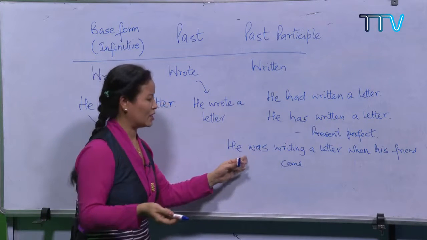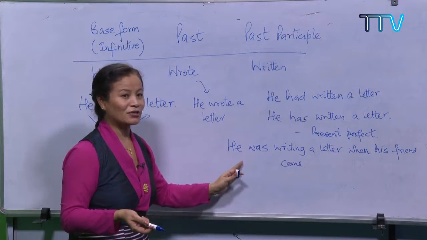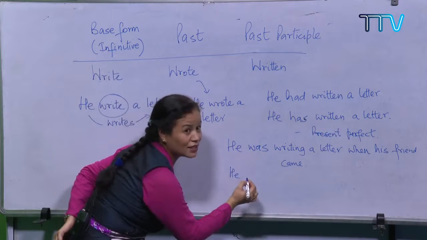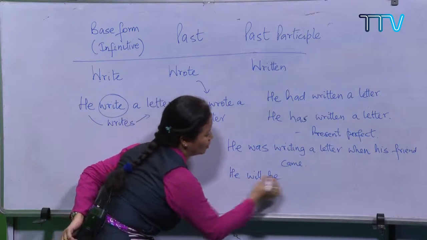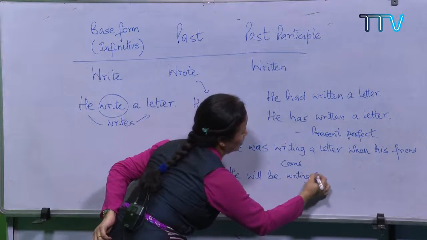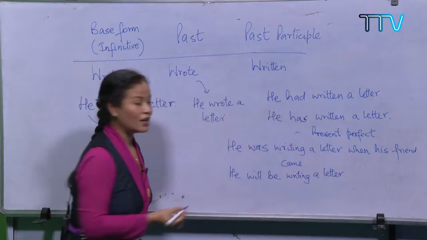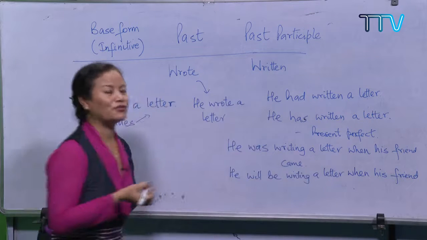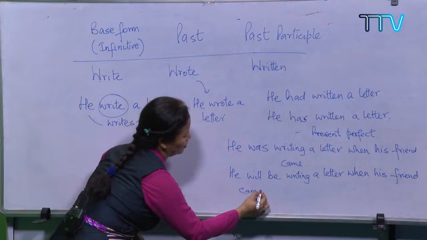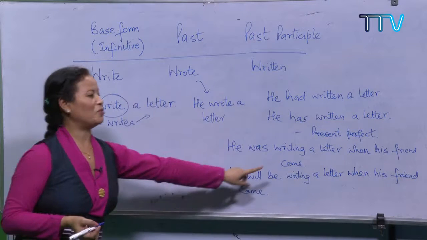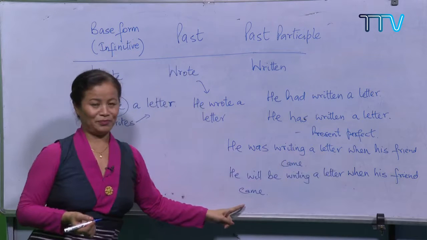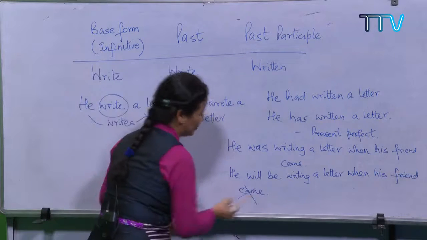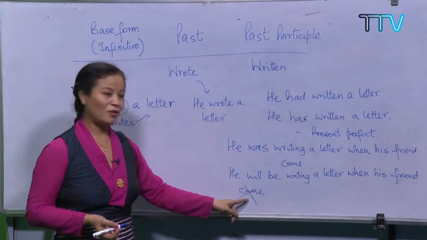In the same way, you just try making it into future continuous tense. How will the sentence look if I want to change this into future continuous tense? He, yes, I'm hearing some voice saying yes, he will be, very good, he will be writing a letter. He will be writing a letter when his friend, what do you think I should write now? Can I write came here? Is it right if I write came? He will be writing a letter when his friend came. What do you think? Is it right? Of course not. Because this is something that is going to happen in future. We cannot use the past tense here.